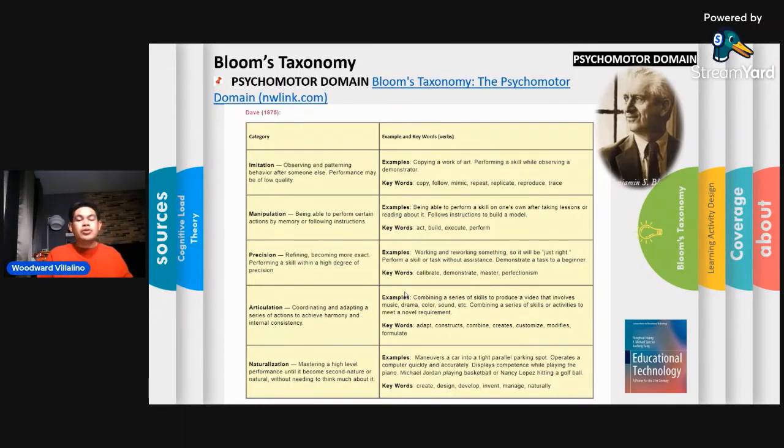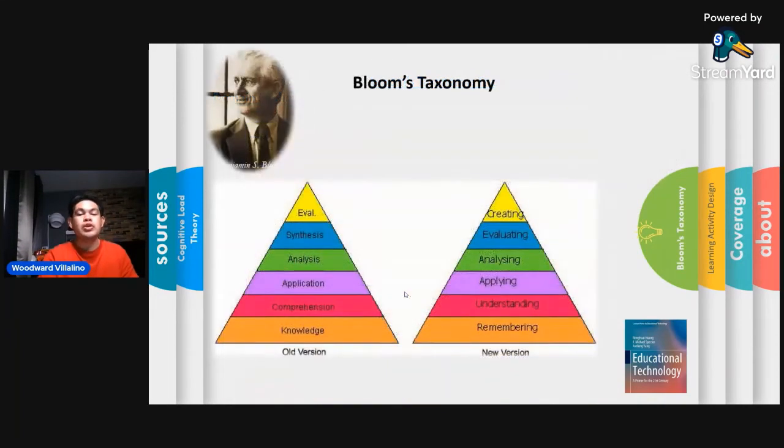I hope you get knowledge from this by just hitting the keywords that are stated here in the table. Okay, so now let's proceed to the next one. I would like to show you the old version and the new version.